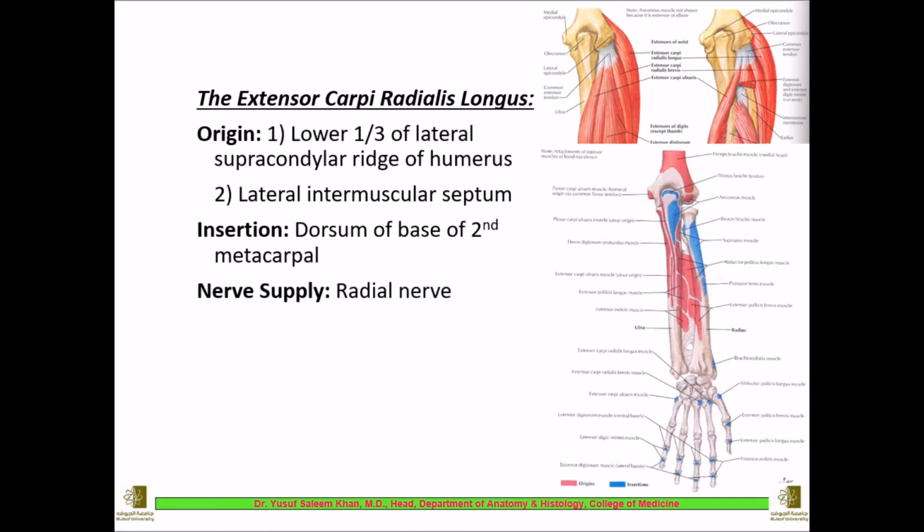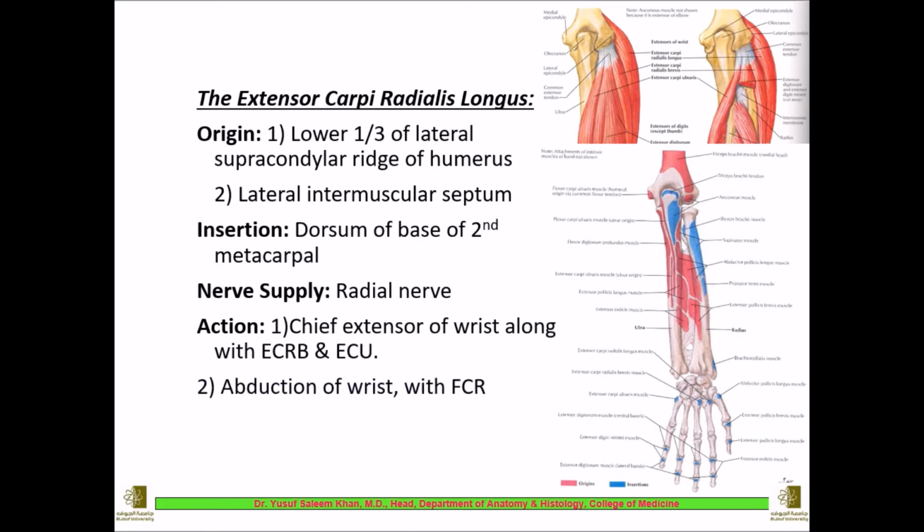Nerve supply, again, is from the direct branch coming from the radial nerve. Regarding its actions, this is the chief extensor of the wrist joint along with the extensor carpi radialis brevis as well as the extensor carpi ulnaris. So these are three muscles which help in the extension. These are the chief extensors. Even though there are 12 muscles, these act as the chief extensors of the wrist joint. So the extensor carpi radialis longus, the extensor carpi radialis brevis and the extensor carpi ulnaris are the chief muscles of the extensor compartment, the extensors of the wrist joint.